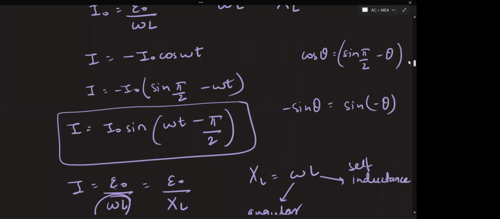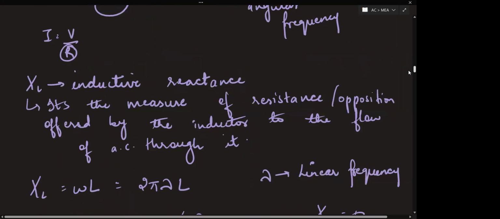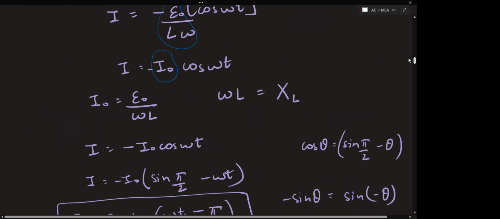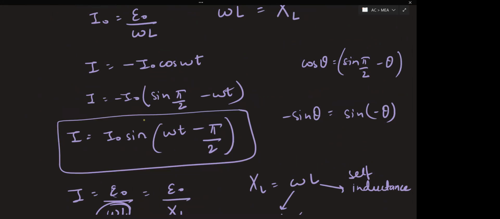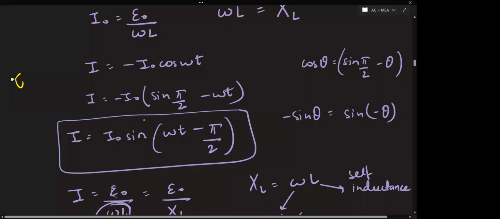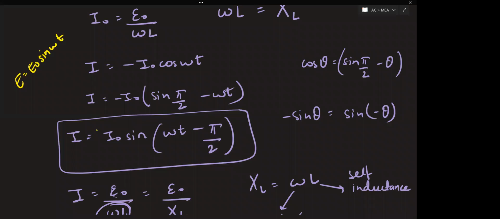You have to compare both of it. If you compare both these equations, you find that the phase angle of current is pi by 2 radian less than that of EMF. It means voltage is ahead of current by 90 degree. Current is behind voltage by 90 degree. Pi by 2 is 90 degree. Equation of EMF was E naught sine omega t. Here minus pi by 2 additional is coming. It means voltage is leading.